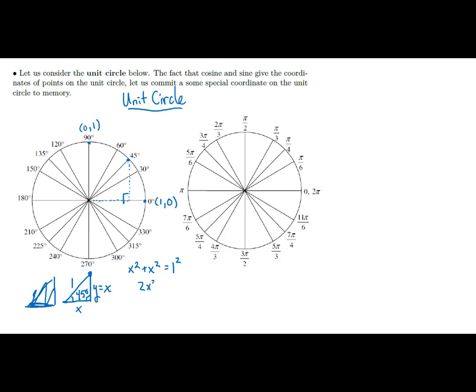So 2x squared is going to be 1. X squared is going to equal a half. And so that means that if I take the square root of both sides, x is going to equal the positive square root of 1 over 2. And it's a positive square root because clearly both the x and y values are positive.